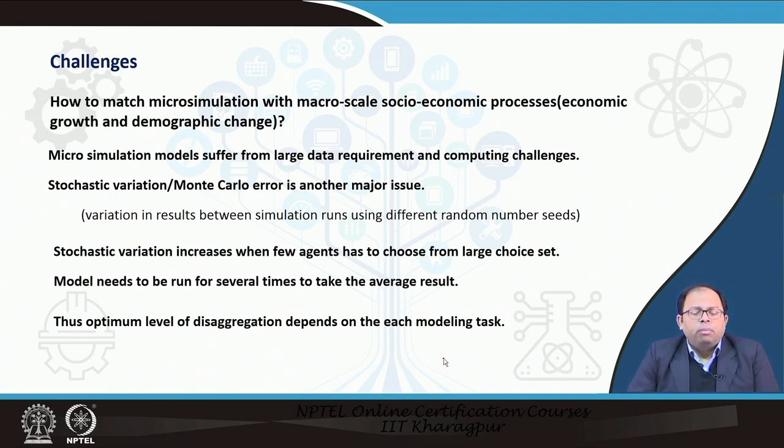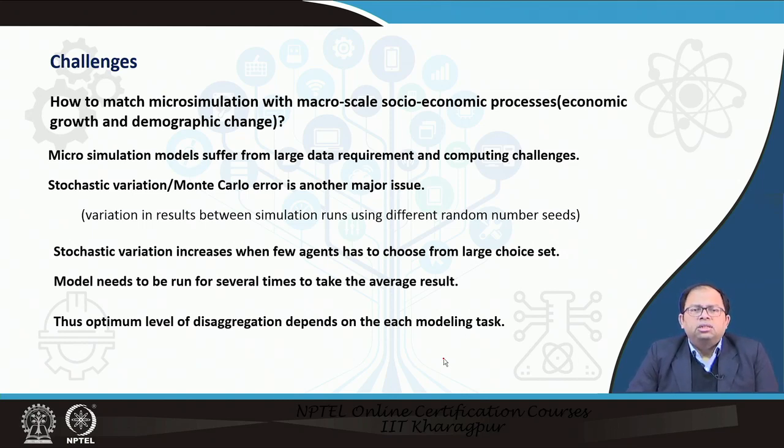But the problem is that not everything can be done at a very micro scale. For example, economic growth and demographic change are predicted at a macro scale. This cannot be done at a micro scale. So how do we match the regional forecast of population and jobs, which are at a macro scale, with micro scale choices or micro scale allocation in a particular urban area? These are the challenges that people usually face when they use microsimulation models.